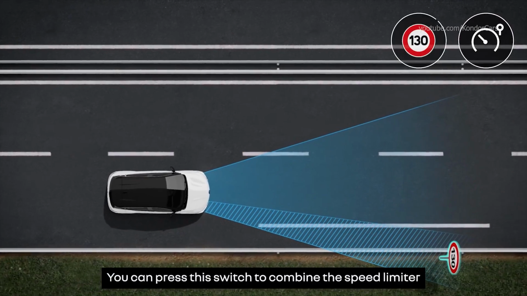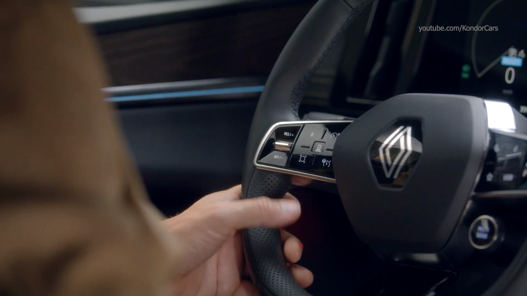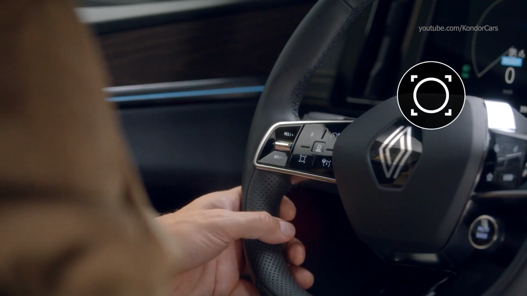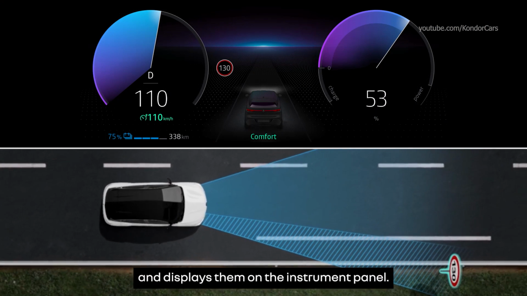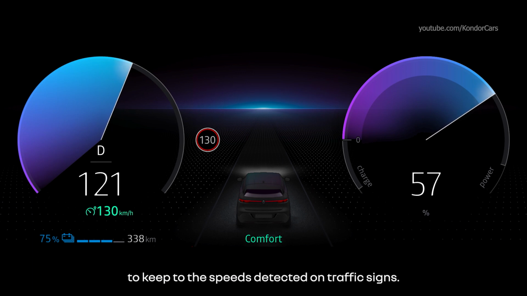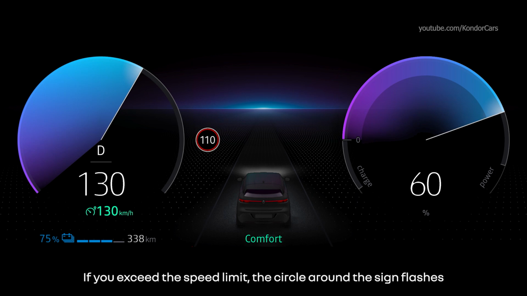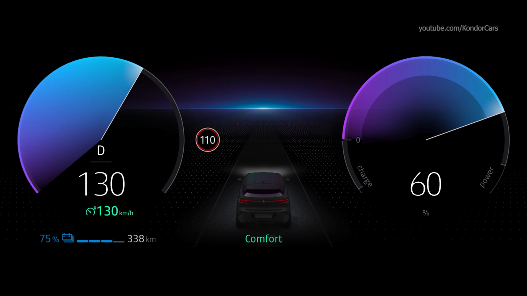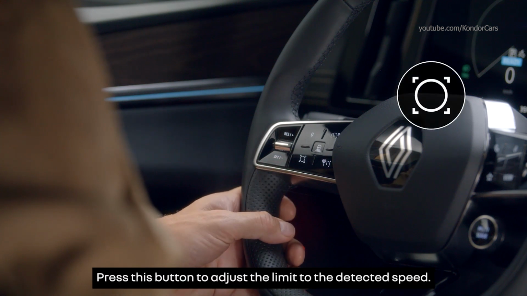You can press this switch to combine the speed limiter with traffic sign detection. The system then identifies speed limits and displays them on the instrument panel. So you can set the speed limiter to keep to the speeds detected on traffic signs. If you exceed the speed limit, the circle around the sign flashes and you'll hear an audible signal. Press this button to adjust the limit to the detected speed.